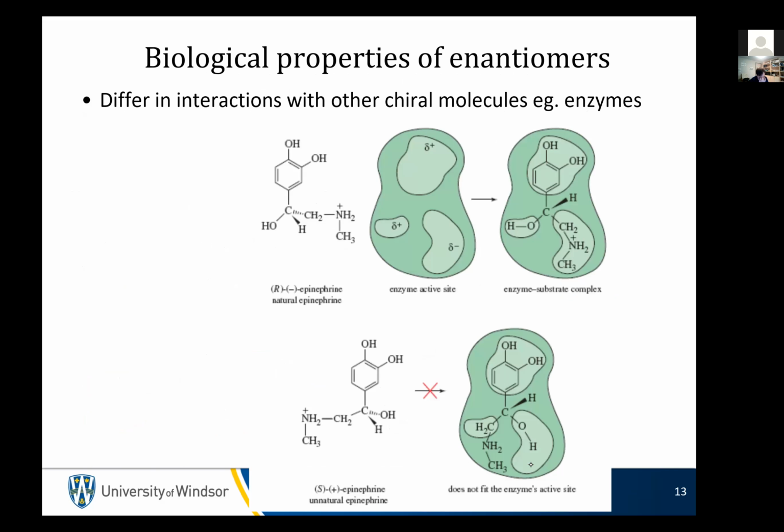Where it really matters isn't with plain polarized light. Nobody cares about plain polarized light. What we really, really, really care about is this stuff, the biological properties of enantiomers. This is super important. So chiral molecules, stereoisomers, occupy different places in space.